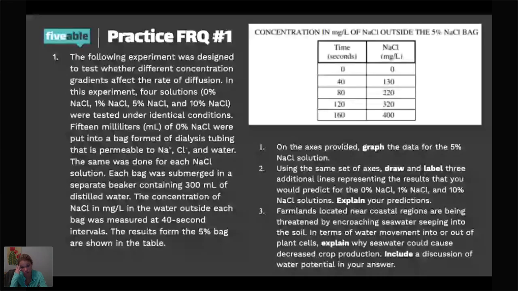Let's talk about seawater because they love to use it in AP questions, because what's different about seawater? What is different about seawater? It has salt. Very good. And that salt is not going to have the same water potential, the same movement as just regular water, because that salt is a concentration in your solution.